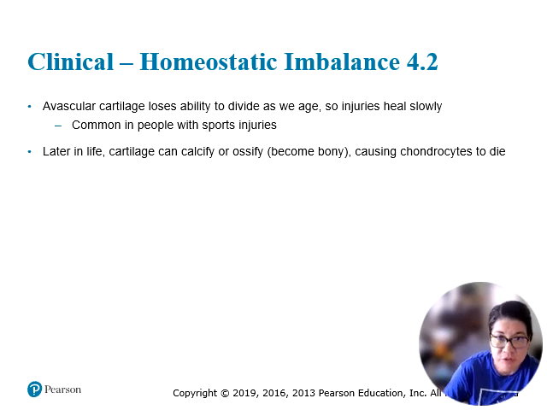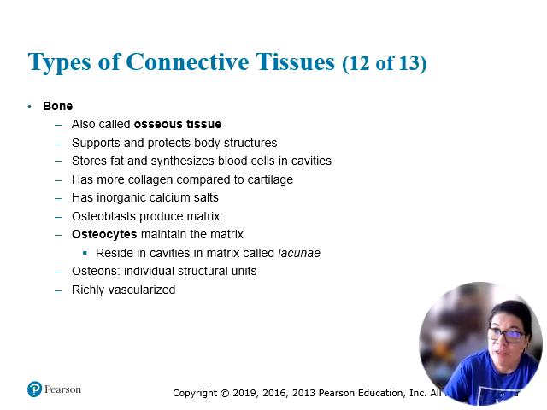You can't heal injuries as well, and that can become a problem. You can have problems like osteoporosis and things like that. Okay, then bone is the next connective tissue before blood. It's also called osseous tissue. If you see this prefix osteo, that's bone.